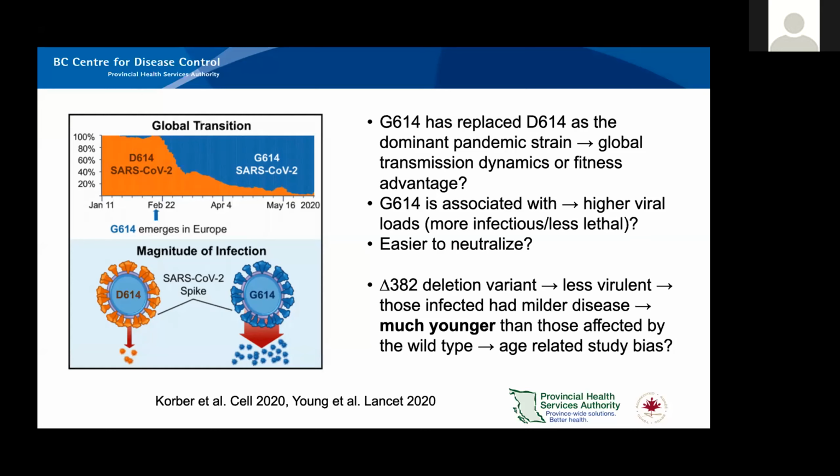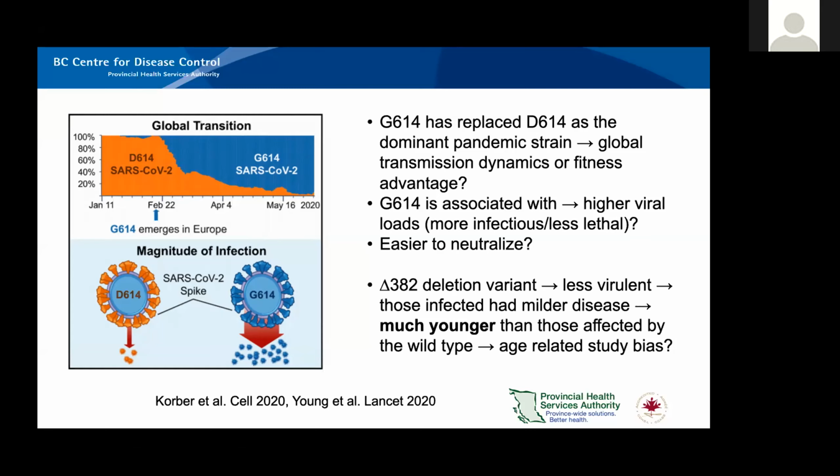There's some suggestion that it's easier to neutralize, and the genomics of this virus will be important when you're planning the vaccines, because if it modifies the neutralizing epitopes, that will be important. There was another paper just recently published by Young in The Lancet, and it purports that this Delta 382 deletion variant is less virulent, and those infected had milder disease.